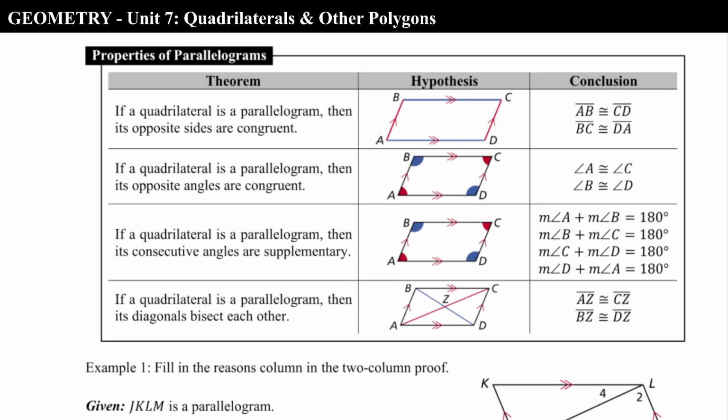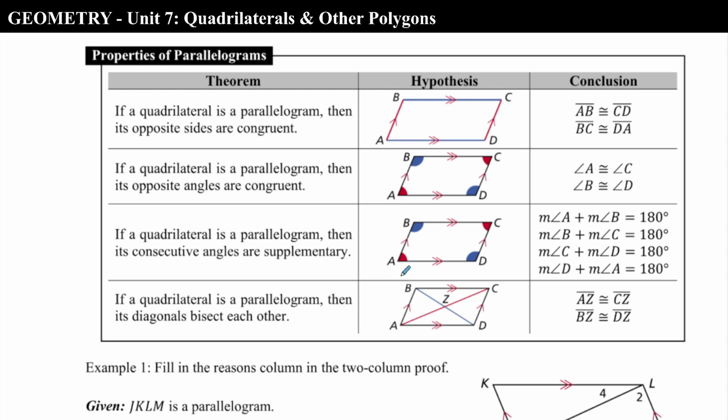If a quadrilateral is a parallelogram, then its opposite sides are congruent. So the length of AB and the length of CD are the same, so are BC and AD. If a quadrilateral is a parallelogram, then its opposite angles are congruent. So angle B is the same as angle D, angle A is the same as angle C. If it's a parallelogram, then its consecutive angles are supplementary. So the ones next to each other are going to add to 180 degrees. So A and B add to 180, B and C, C and D, D and A.